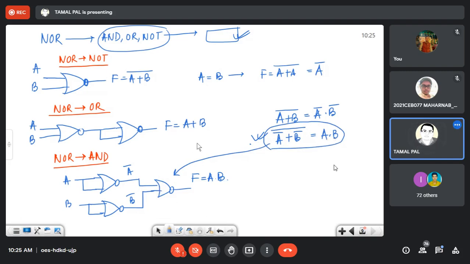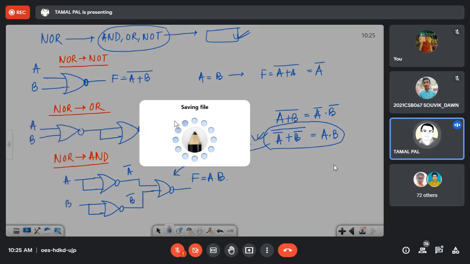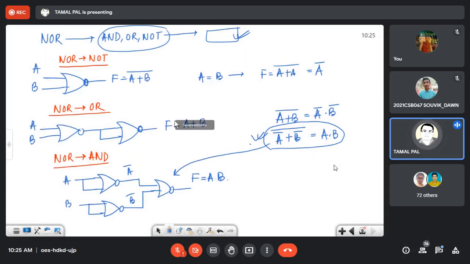Any doubt? No, sir. So why is NAND gate called universal gate? Why is NOR gate called universal gate? I think it's a very standard question. If it is asked in your exam, very easily you can answer. You have to convert or map your NAND gate or NOR gate into each of the fundamental gates, and then you can say that if I have plenty of NOR gates or NAND gates, you can realize any expression.